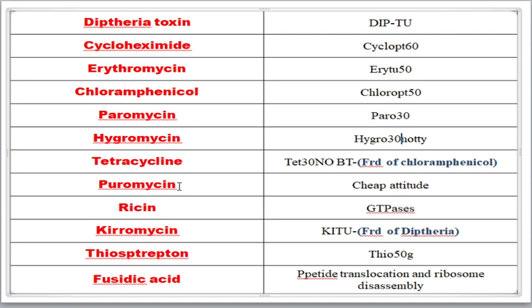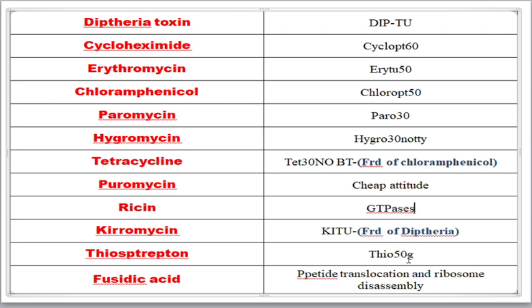Next, Puromycin. Puromycin has a cheap attitude. It is a second copy of your aminoacyl tRNA. It mimics the 3' end of aminoacyl tRNA, and it has a structure similar to tyrosyl tRNA. And ricin, GT bases. What is ricin doing? Ricin causes depurination of an adenine from the GAC. As a result, the GTPases cannot work, so GTP cannot be supplied. As a result, translation is inhibited due to lack of energy. Kirromycin, KIT2. Kirro is a friend of diphtheria because kirromycin inhibits prokaryotic translation by disturbing elongation factor TU. That's why I am showing you KIT2.